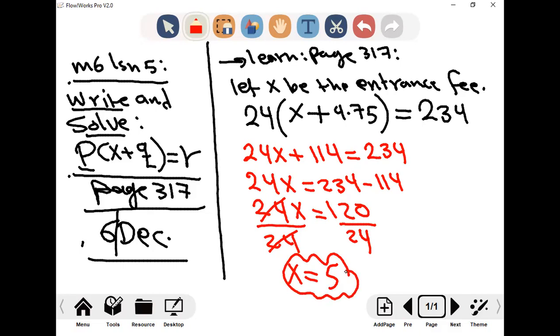Now, we know everything in the question, right? The student will go ice skating. He will pay $5, the entrance fee. Then he will rent the skates for 4.75, right? For the 24 students together, they will pay how much? $234. Got it? Yeah. Done? Let's go to example one.